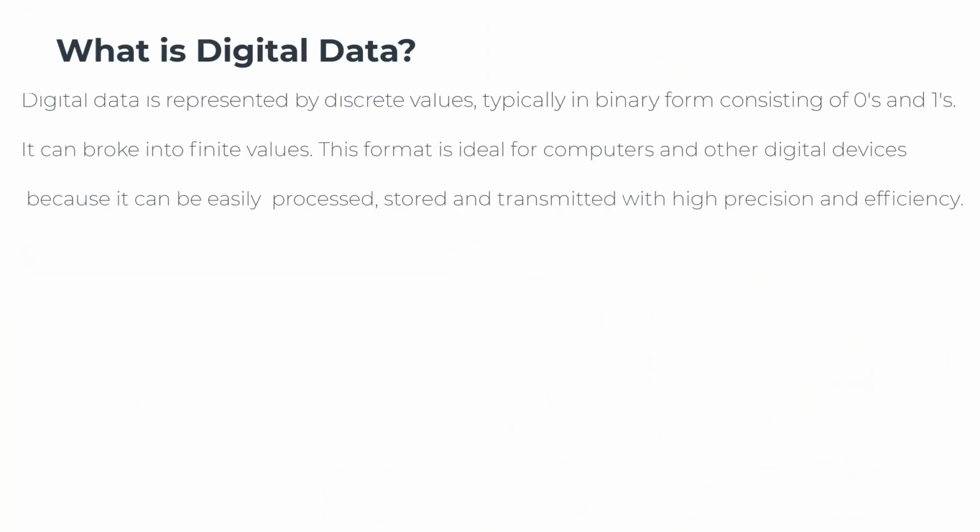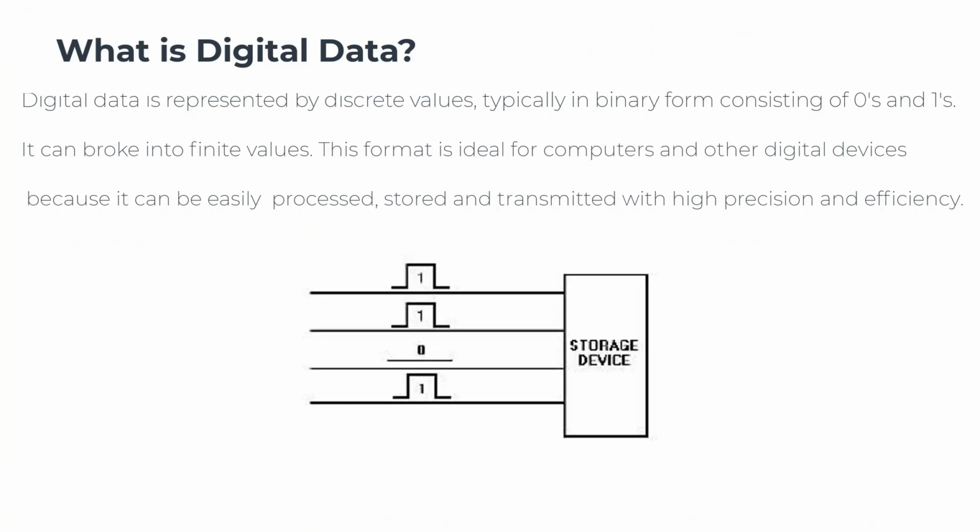Digital data, on the other hand, is represented by discrete values, typically in binary form consisting of zeros and ones. Unlike analog, which is continuous, digital data is broken into small steps, or bits, that represent specific values. This makes it ideal for use in computers and modern electronic devices, as binary code can be easily processed, stored, and transmitted without much loss of quality.